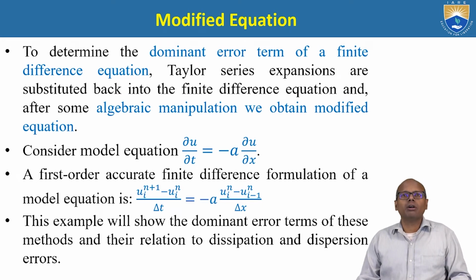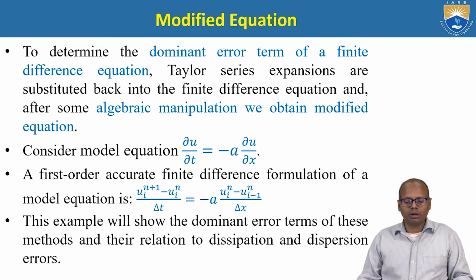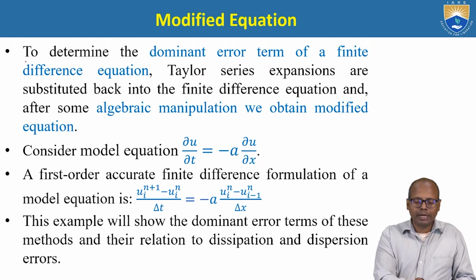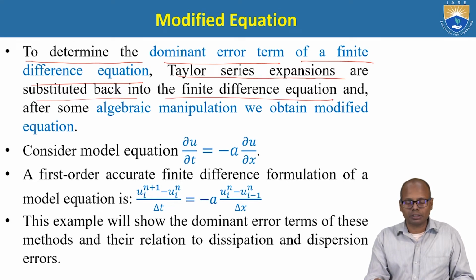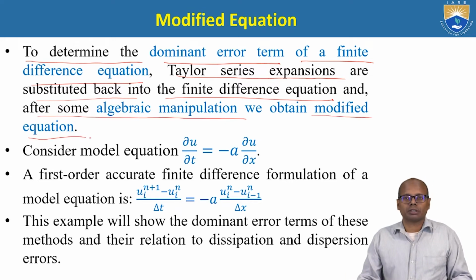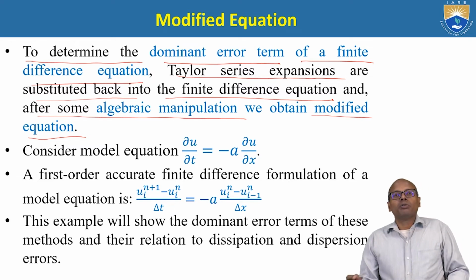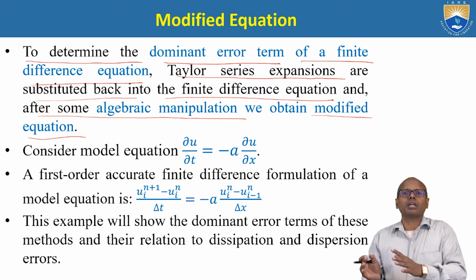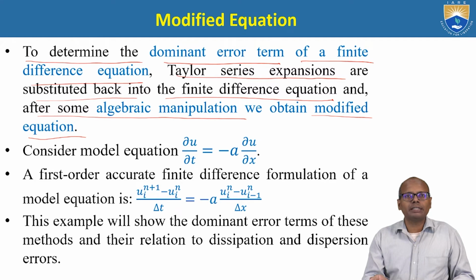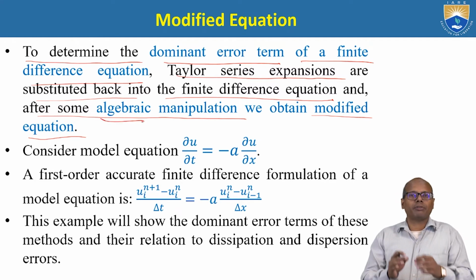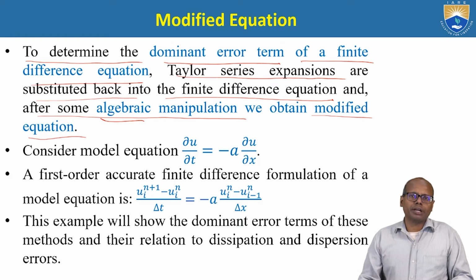Now there is something called the modified equation. What is this modified equation? To determine the dominant error term of the finite difference equation, the Taylor series expansions are substituted back into the finite difference equation, the FDE, and after some algebraic manipulation we obtain the modified equation. So we substitute the Taylor series expansions into the finite difference equation, we modify that algebraically, and the final equation we get is the modified equation.